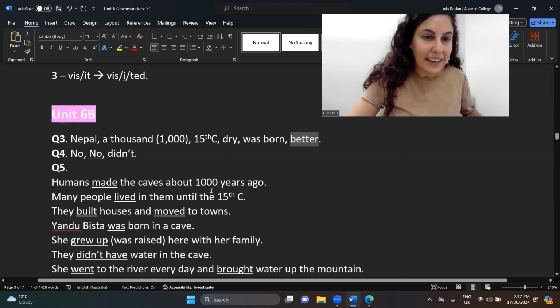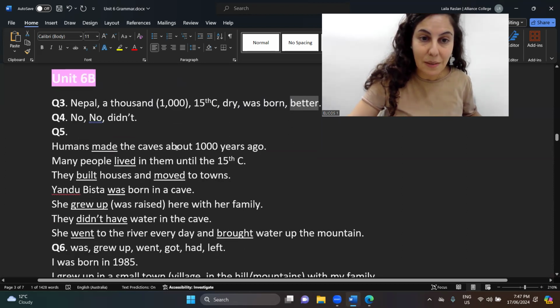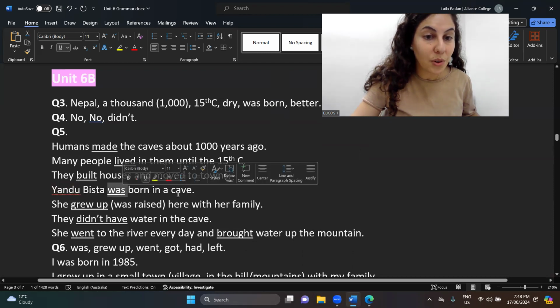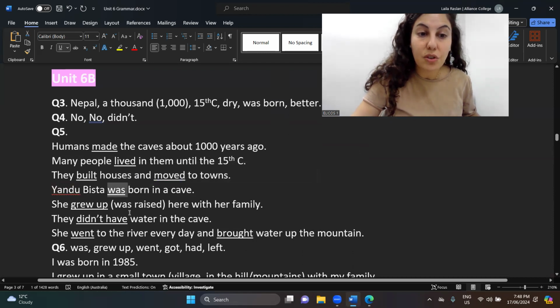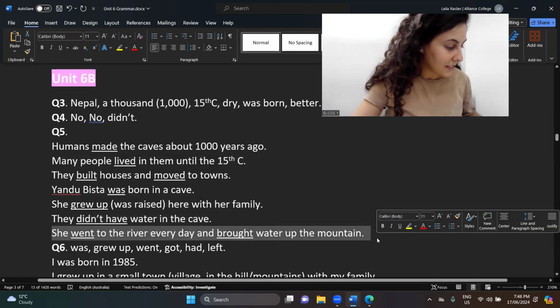So again, these were where these sentences came from. Humans made the caves about 1,000 years ago. Many people lived in them until the 15th century. They built houses and moved to towns. Yandu Bista was born in a cave. She grew up here with her family. They didn't have water in the cave. She went to the river every day and brought water up the mountain.